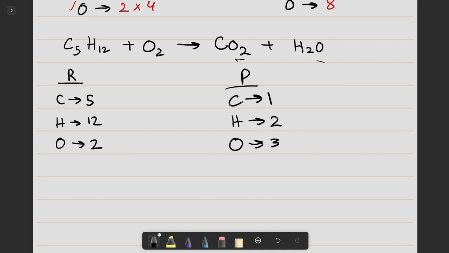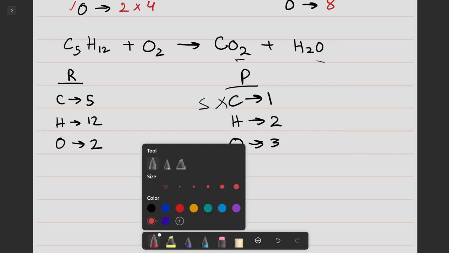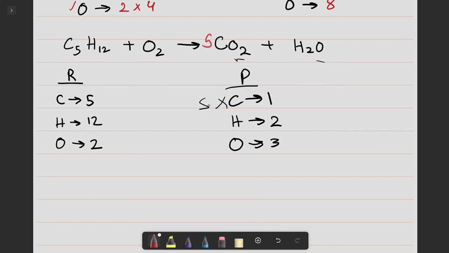So now let's try with carbon. 5 over here, 1 over here, multiply by 5. Let me change the color again. Okay. 5 here. Now let's do the hydrogens. We have 2 hydrogen over here, 12 of this, so multiply this by 6. So 6 hydrogen.